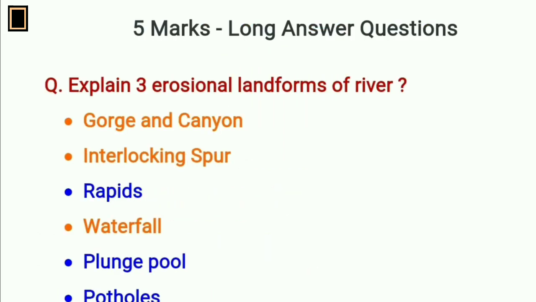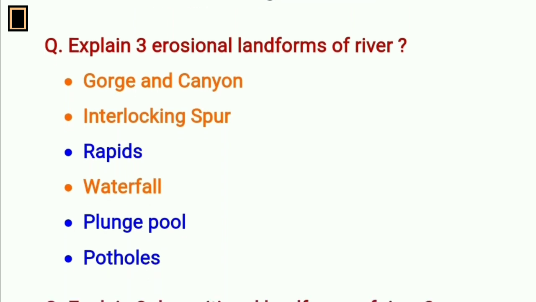One of the important among them is: explain 3 erosional landforms of river. Points for this question are gorge and canyon, interlocking spur, rapids, waterfall, plunge pool, and potholes. Among these 6 points, the most important ones are gorge and canyon, interlocking spur, and waterfall. All these important points have already been highlighted.